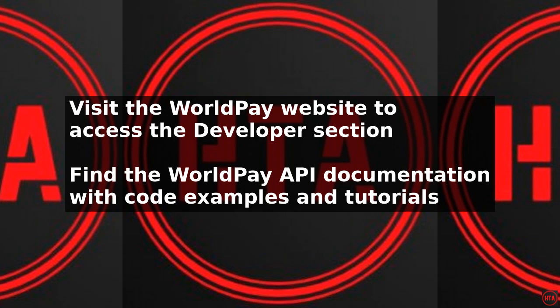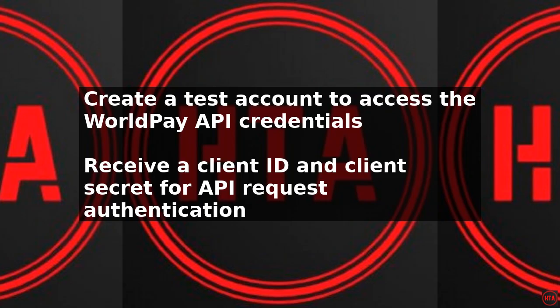The API documentation is divided into different sections, each covering a specific aspect of the API, such as payment processing, refunds, and error handling. To access the WorldPay API, you will need to create a test account, which can be done through the WorldPay website. Once you have created your test account, you will be provided with a set of test credentials, including a client ID and a client secret, which you will use to authenticate your API requests.